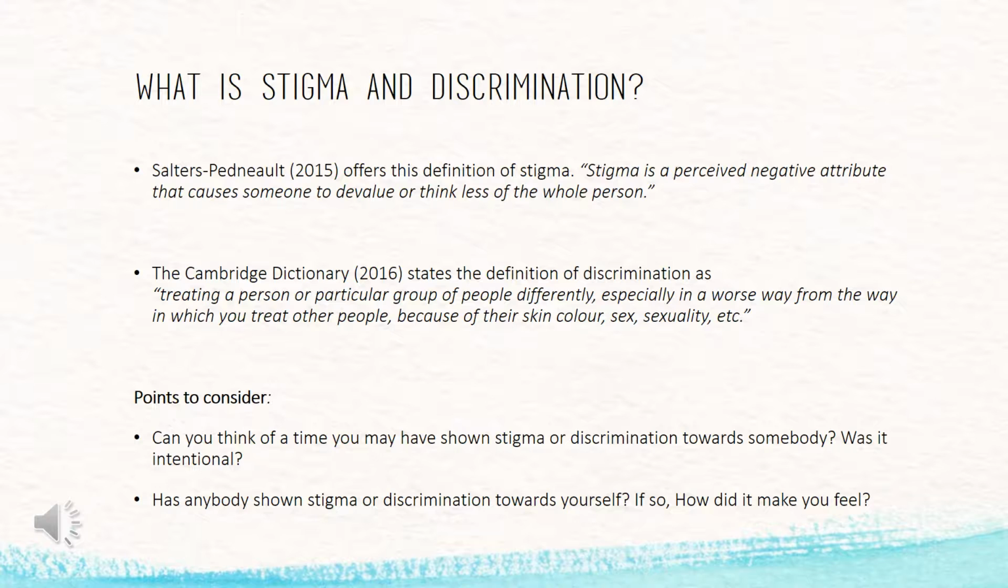Briefly, what is stigma and discrimination? Salters Panout offers this definition of stigma. Stigma is a perceived negative attribute that causes someone to devalue or think less of the whole person. And the Cambridge Dictionary defines discrimination as treating a person or a particular group of people differently, especially in a worse way from the way in which you would treat other people because of their skin colour, sex, sexuality, etc.